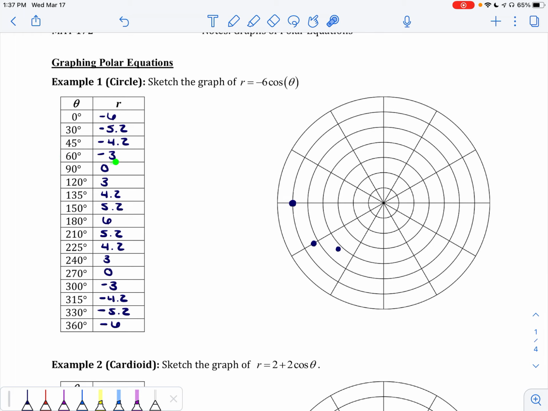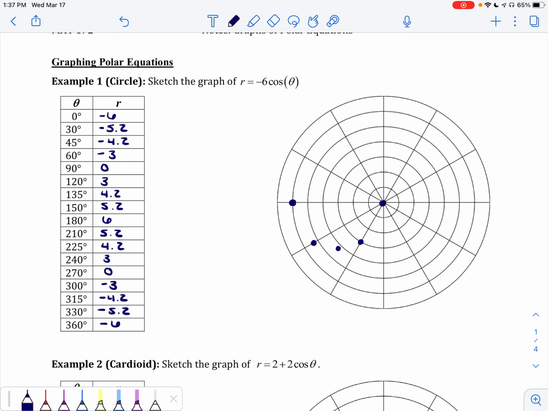All right, then we have 60 degrees, -3. So here's our 60-degree line. The negative radius flips it across the origin. So 1, 2, 3. Our point's going to be right around here. Okay. All right, then we have, oops, I lied to you. I jumped ahead. 90 and 0. So here's our 90-degree line right here. A radius of 0 just means we're right at the origin. That point's just right at the origin.